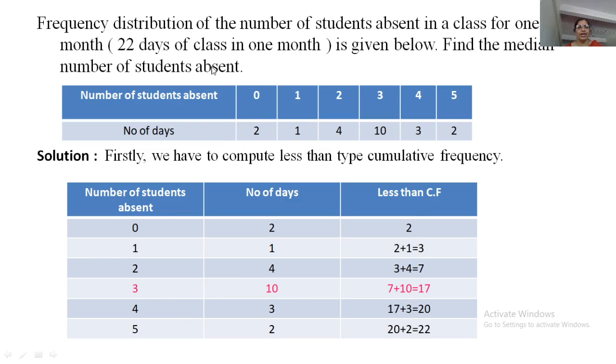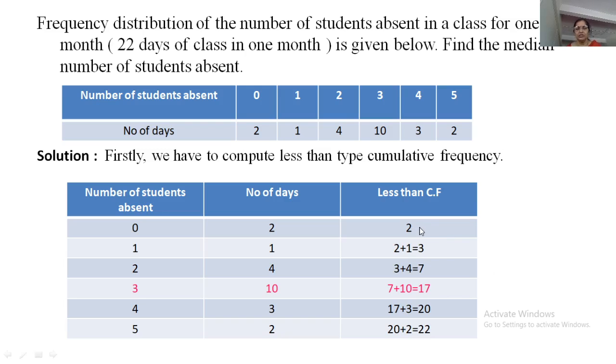Now here, if you take the total, the number of days is 2 plus 3 plus 10 plus 4 plus 1 plus 2, which is equal to 22. So what is my N/2? My N/2 is 22 upon 2, that is 11. You just see where this N/2 lies in the less than type cumulative frequency.